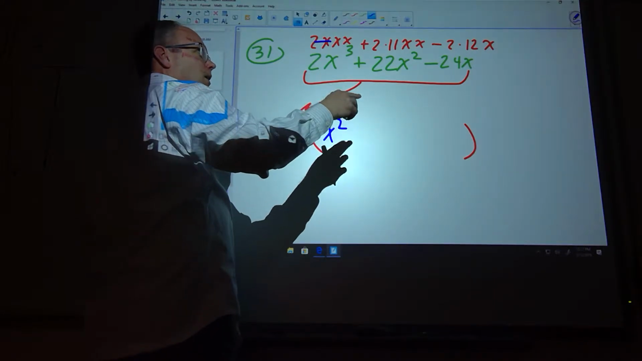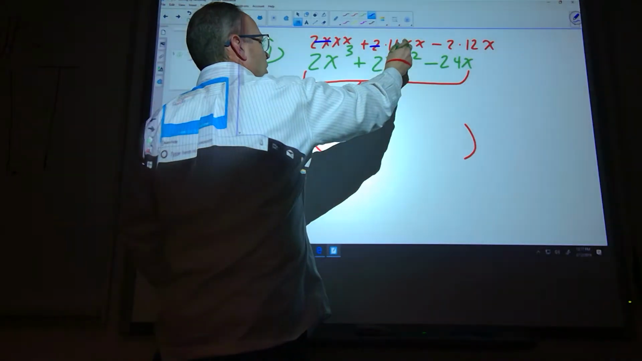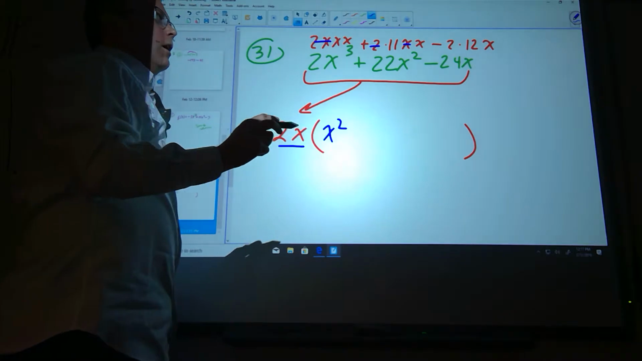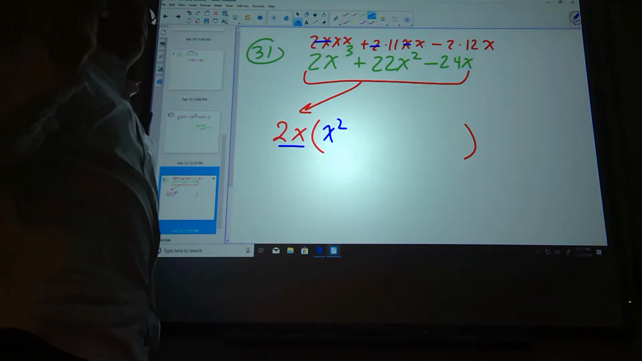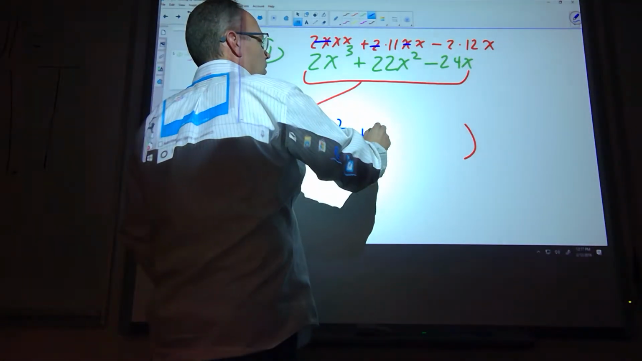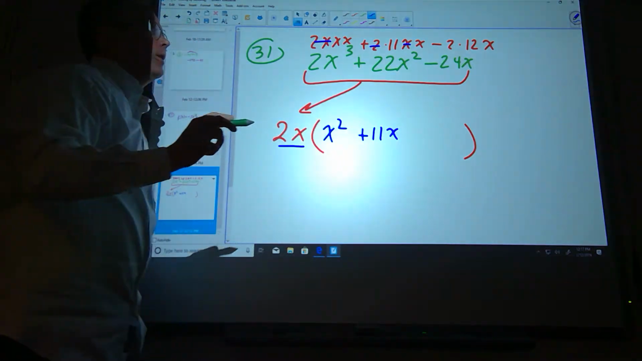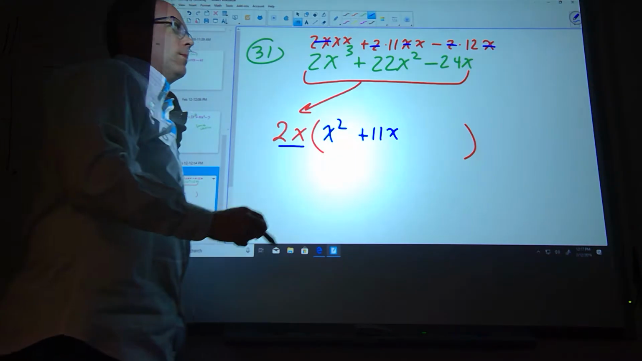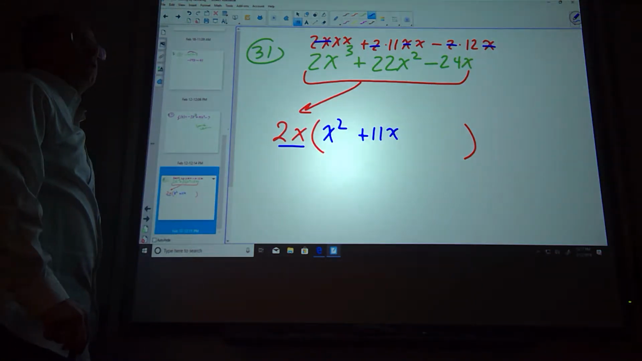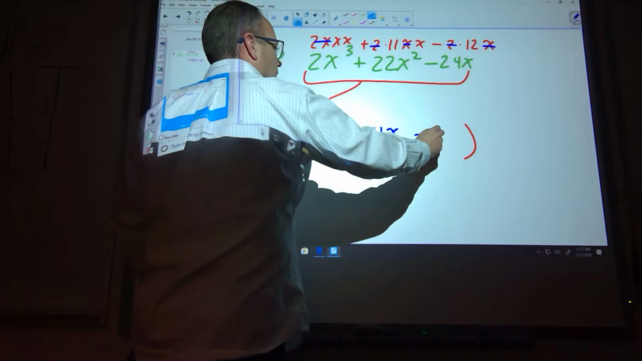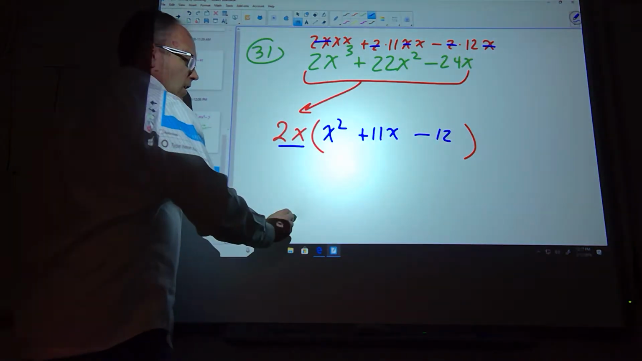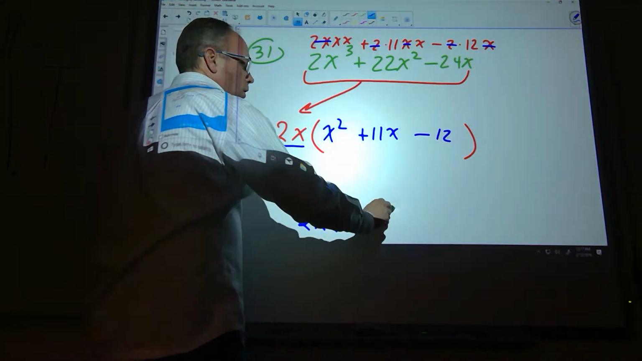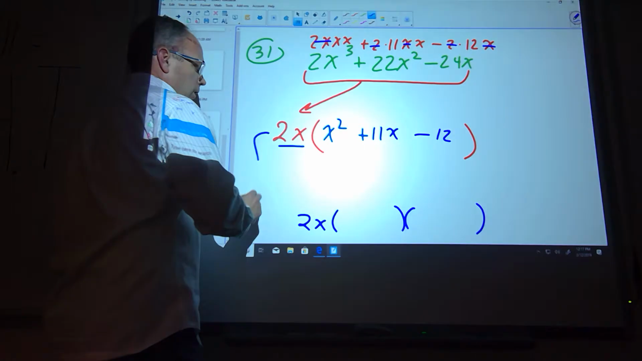There are 2 x's, so x times x is x squared. I'm going to cancel this and this out, so what am I left with there? And then it's positive 11x, right? Plus 11x. Is that okay? And then if I factor a 2 and an x out here, what am I left with there? Negative 12. Okay. So this is my greatest common factor. So this is going to come down and be part of my answer. Bring this straight down.